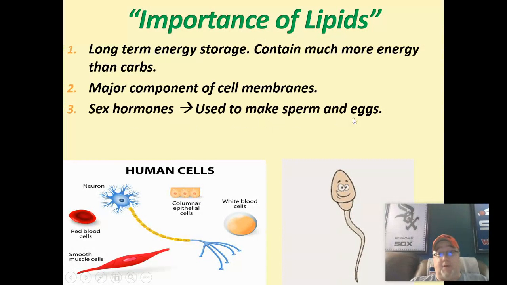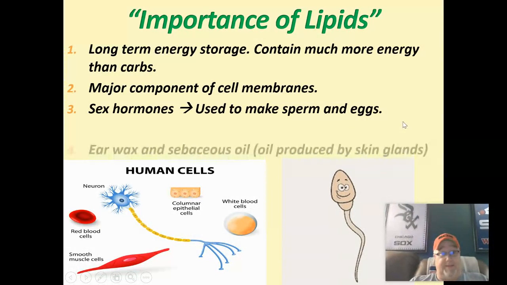Sex hormones. These are used to make sperm and egg cells. Believe it or not, fats and lipids are actually used in the production of sperm and eggs.